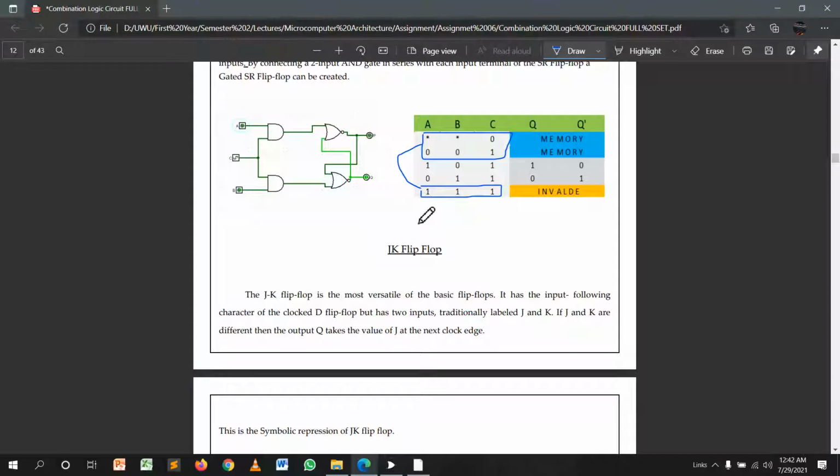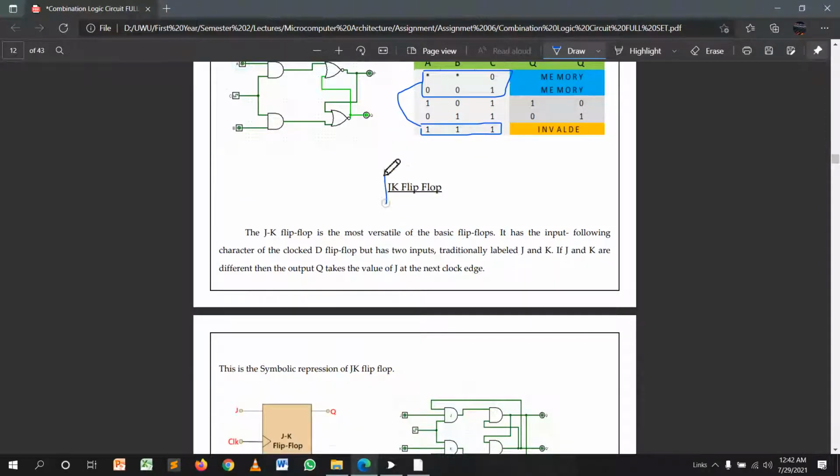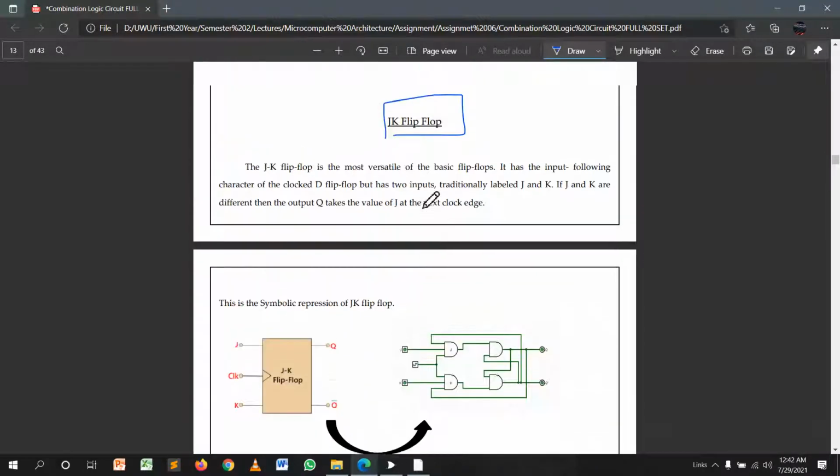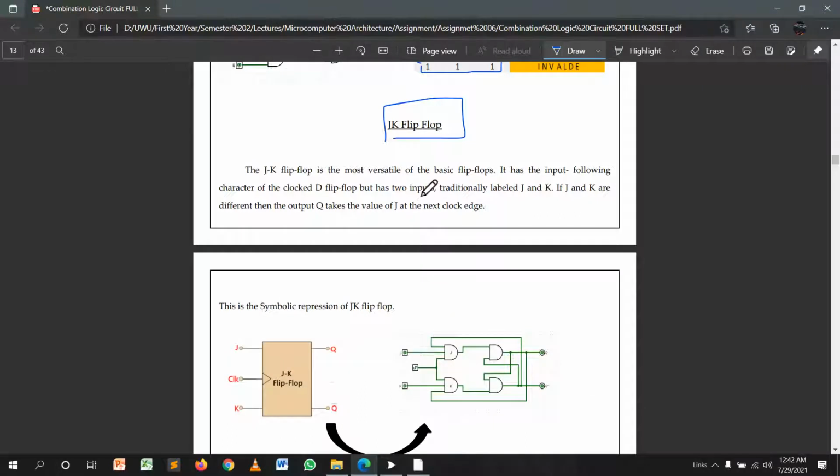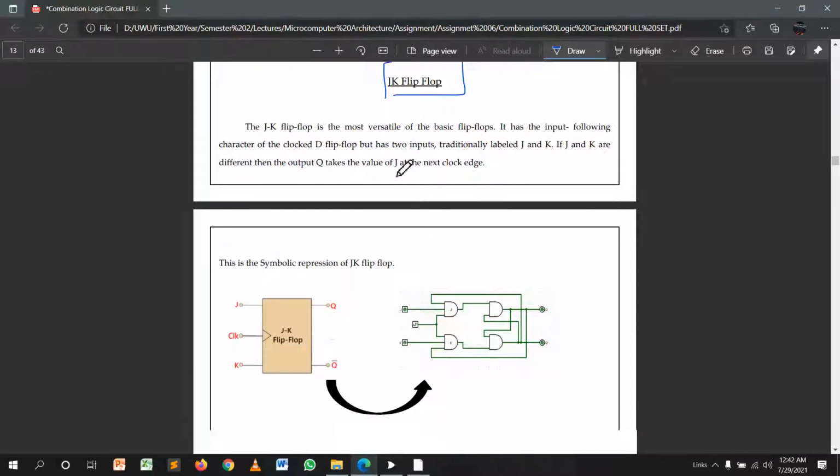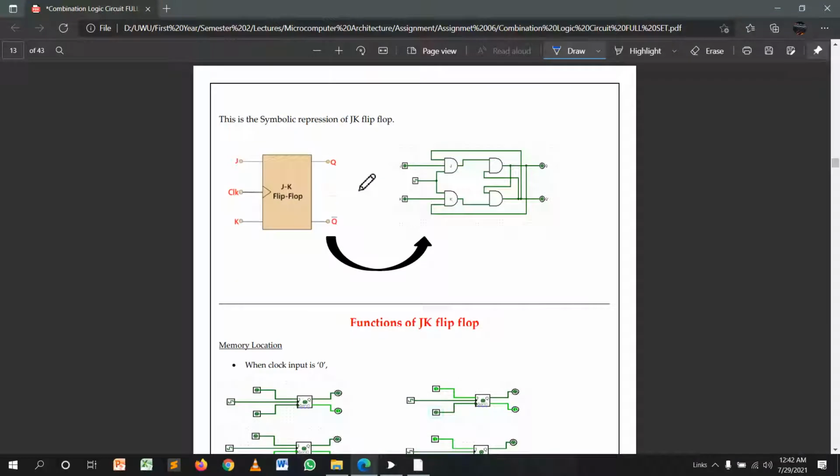Then we move to the JK flip-flop. JK flip-flops are the most important flip-flops. Most circuits use this flip-flop, and this is a basic representation of the JK flip-flop, and this is the basic circuit of the JK flip-flop.